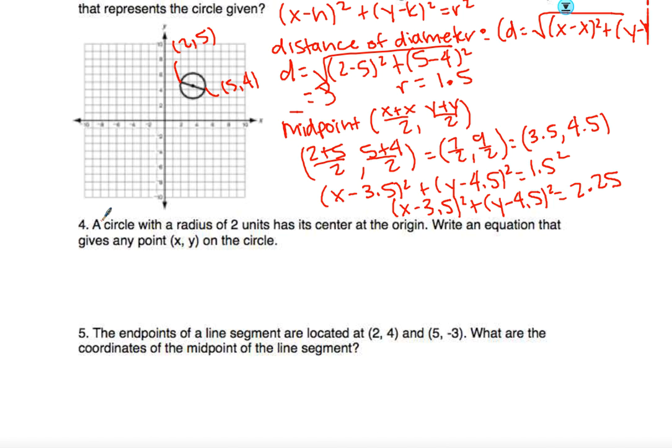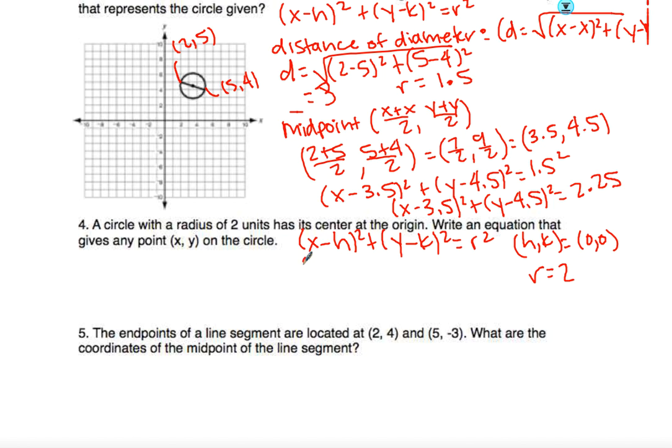On number 4, it says a circle with a radius of 2 units has its center at the origin. Write an equation that gives any point (x, y) on the circle. So you're basically writing the equation for the circle again. It's (x minus h) squared plus (y minus k) squared equals r squared. You have to have your h, k and you have to have your r. It tells you that your center is at the origin. Remember, the origin is the point (0, 0). It also tells you that you have a radius of 2.